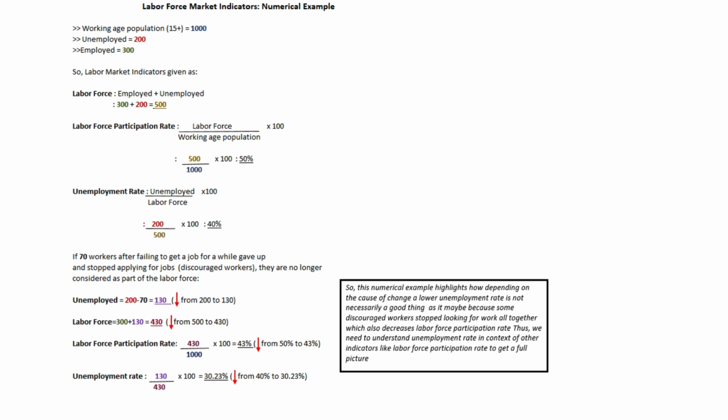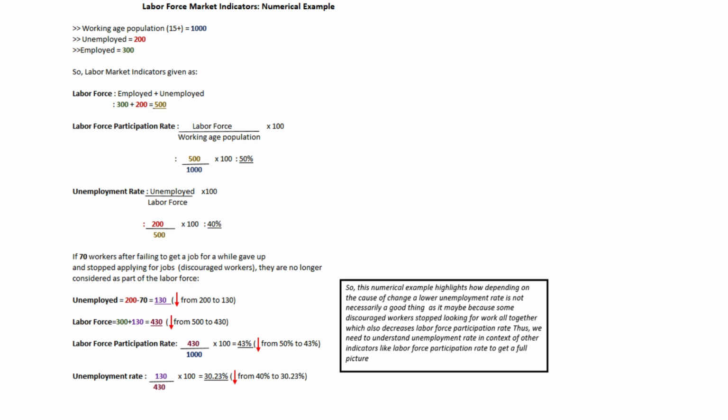We want to look at a numerical example on how to calculate different labor force market indicators. So consider this example where we have a working age population of 1,000 people, the number of people unemployed is 200, and the number of people employed is 300. Now, our different labor market indicators are given as follows.